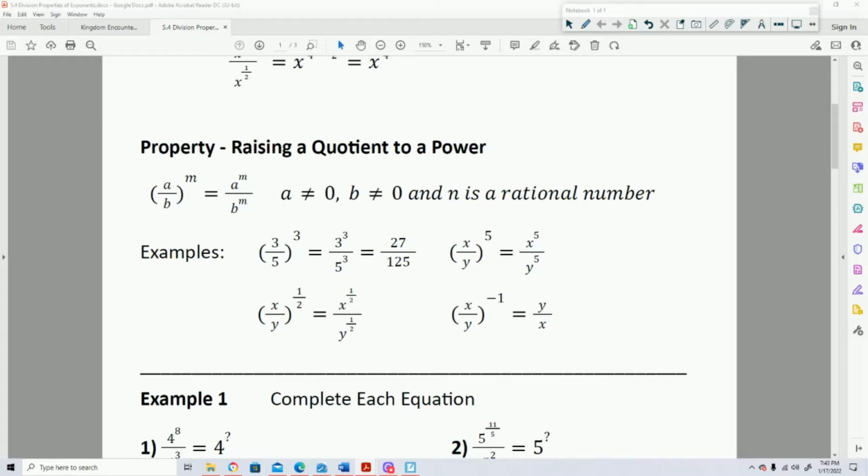X over y to the negative 1, you distribute that, you get x to the negative 1 over y to the negative 1. They need to switch places. So if it's on the outside of the parentheses, negative 1, just flip it. Flip the fraction. And those are the two properties we're going to be dealing with today.